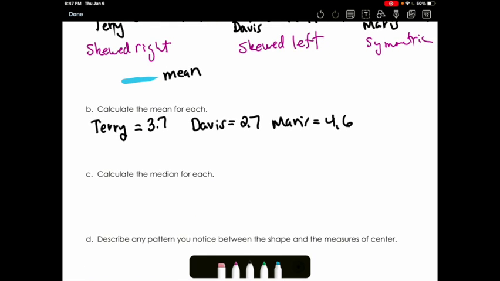Okay, now for part C, we need to do the median. When we look at each data set, the median is going to be the center value or the average of the 2 middle if you have an even number. And when we find the median for each data set, we find that Terry has a median of 3. Davis has a median of 3. And Maris has a median of 4.